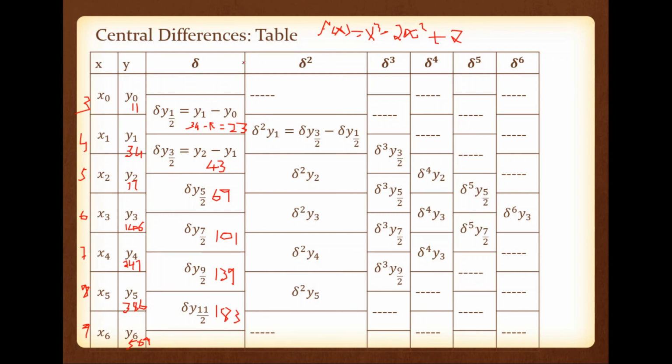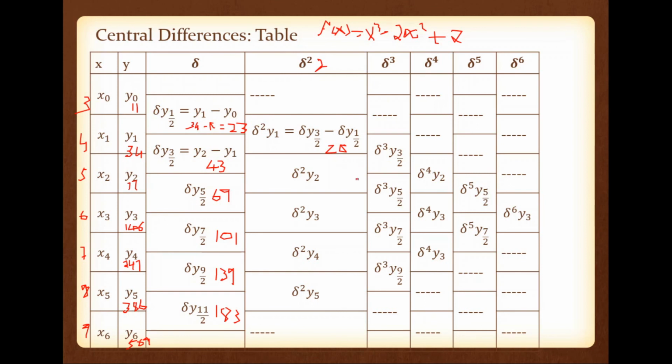So now we are going to calculate the second central difference, the delta square y, that we are going to find. So what is the central difference of delta y 1 by 2 and delta y 3 by 2? That is delta square y1. So delta square y1 is equal to delta y 3 by 2 minus delta y 1 by 2. That is 43 minus 23, which is equal to 20. So this data is 20.